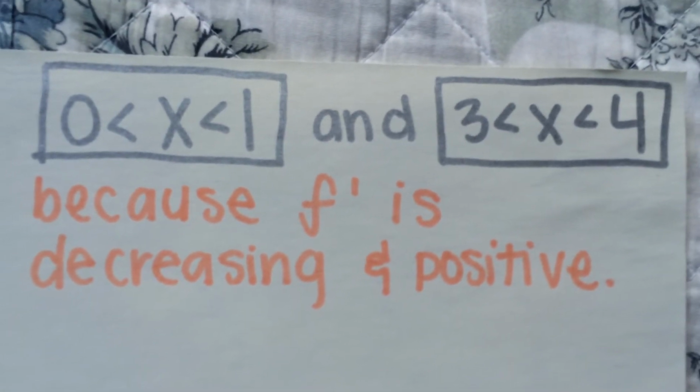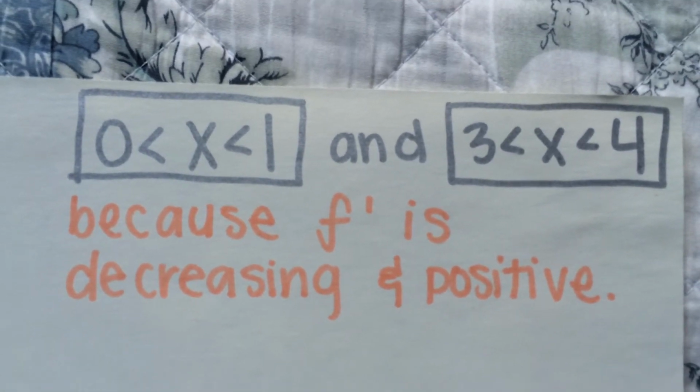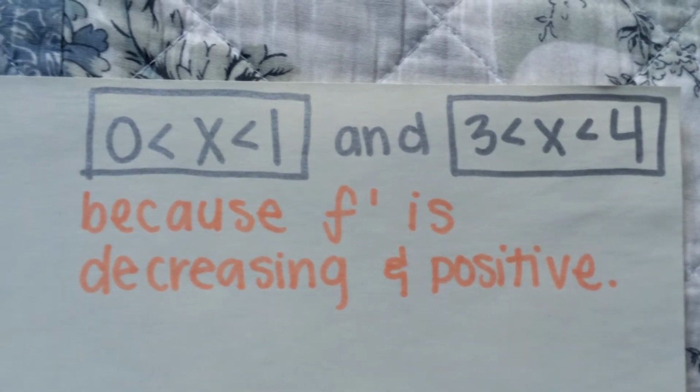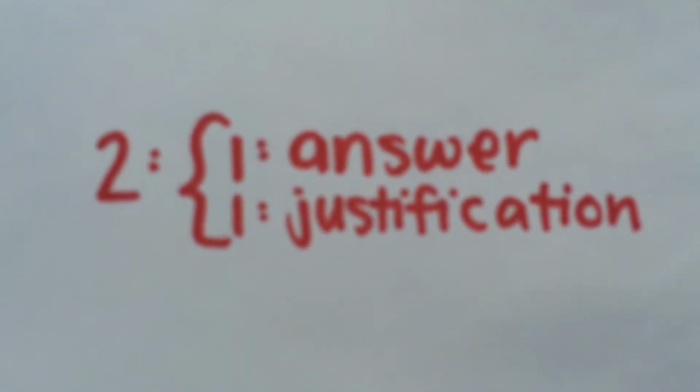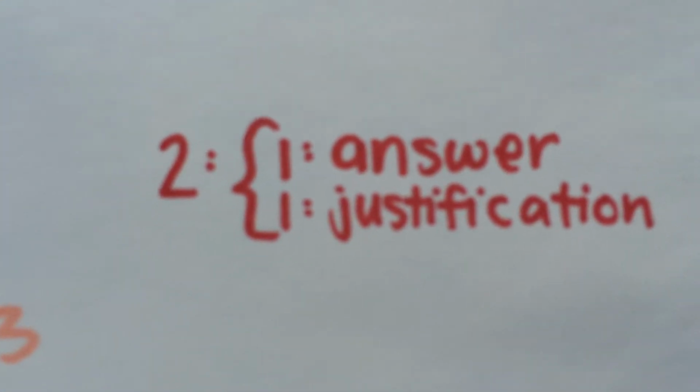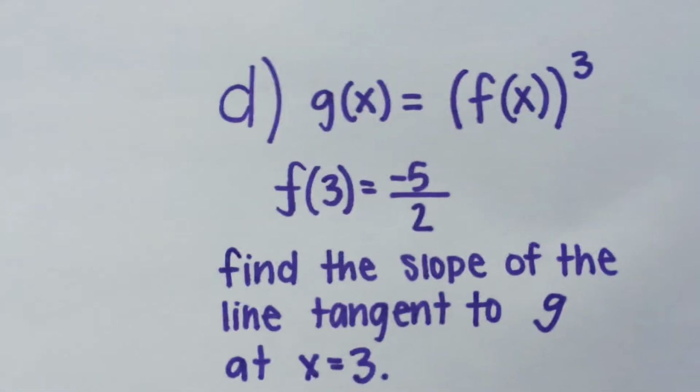We know that those are both concave down because f prime is decreasing, and the function is increasing on both because f prime is positive. Part C is worth 2 points, 1 point for the answer and 1 point for the justification. Moving on to our final part, part D.